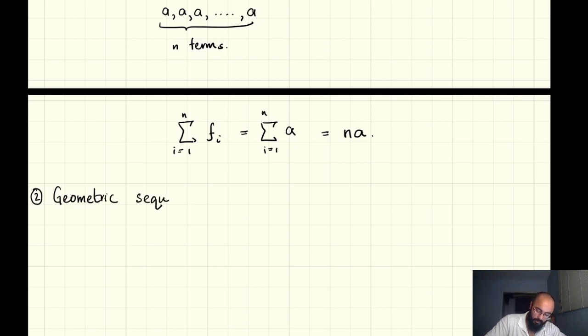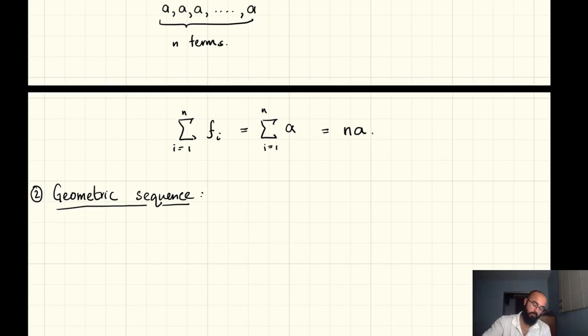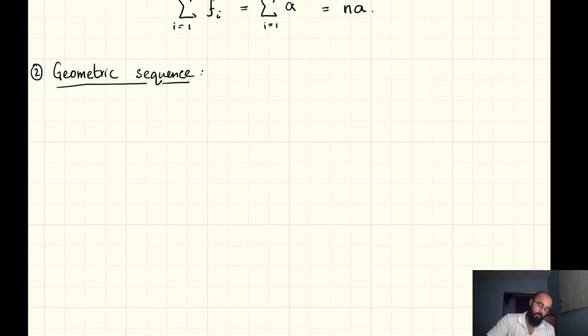And again, by the same, or actually right now we are only going to sum finitely many terms in a geometric sequence. So recall, a general geometric sequence looks like this: a, a times r, a times r squared, a times r to the n minus 1. This would be the nth term.